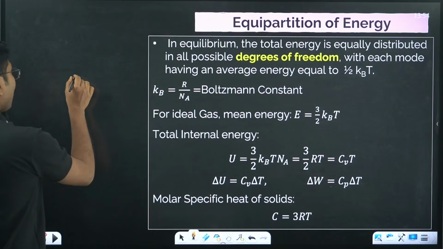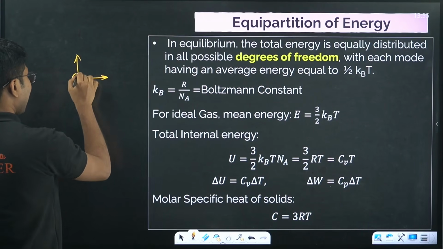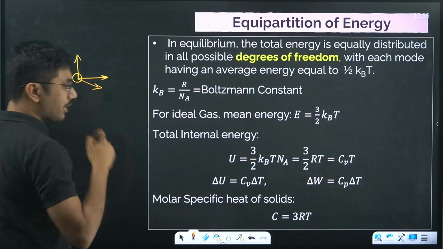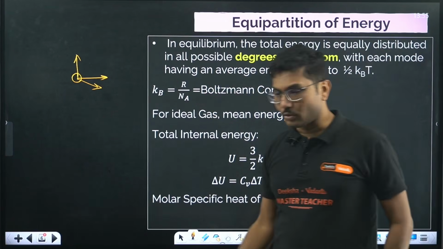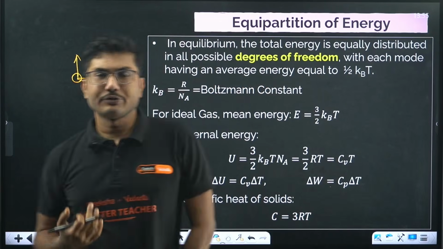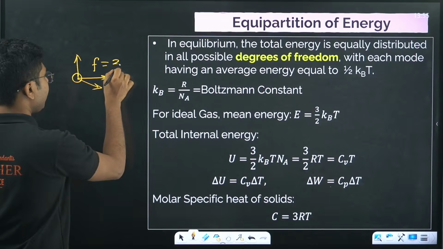If there is only one molecule, it can move along the x-axis, along the y-axis, and along the z-axis. It can move along x, y, z, three directions. So x, y, z are considered to be three directions. This is the three directions. That means the degrees of freedom of a monoatomic molecule is 3.